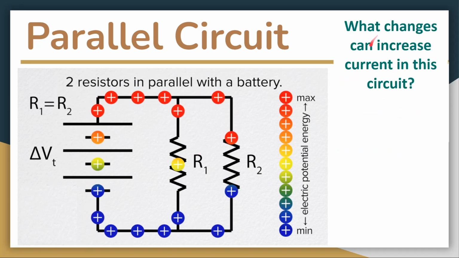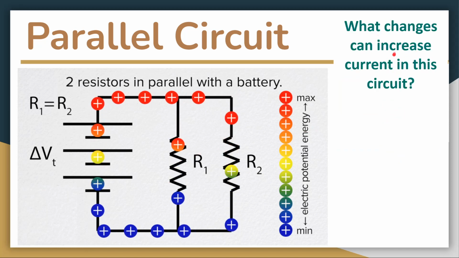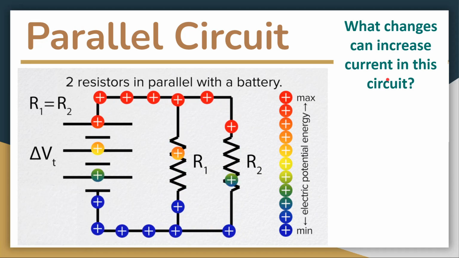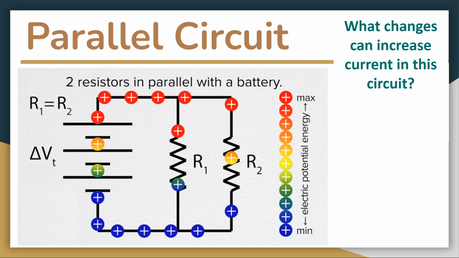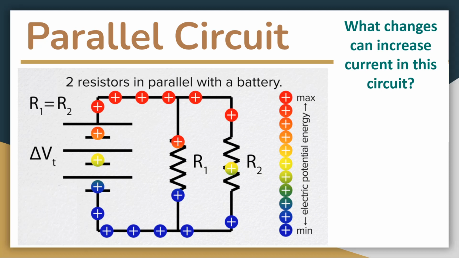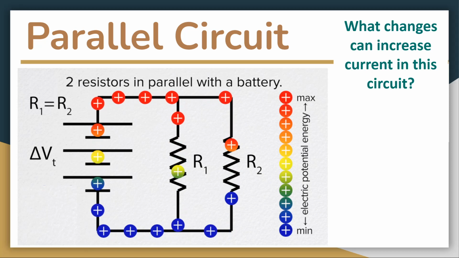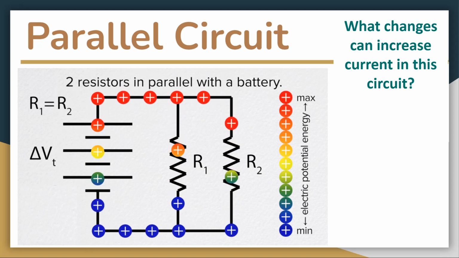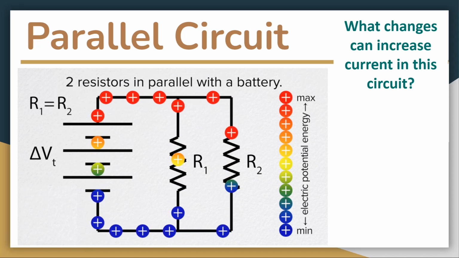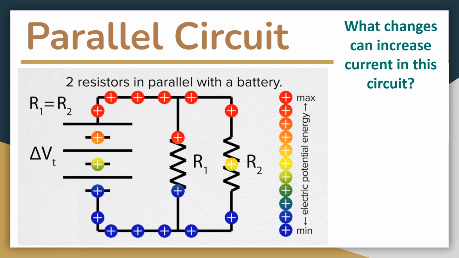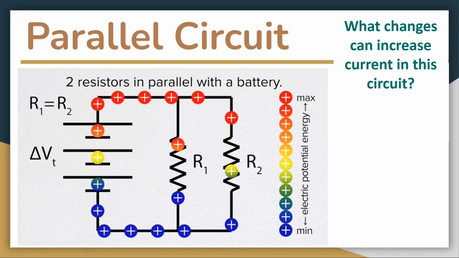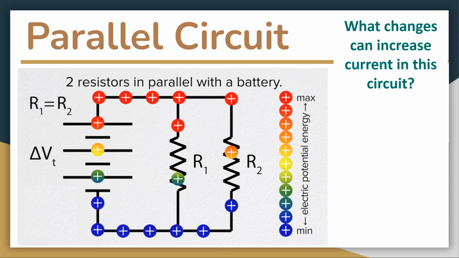So again, just kind of reviewing, what changes can increase current in this circuit? Guys, Ohm's law shows you that current and resistance are inversely proportional. So if you have more resistance, you have less current. If you have less resistance, you have more current. So I'm effectively asking you the exact opposite question, because in the previous one, I asked for increasing resistance. Well, increasing current means decreasing resistance. So we can answer this question in pretty much an opposite way.